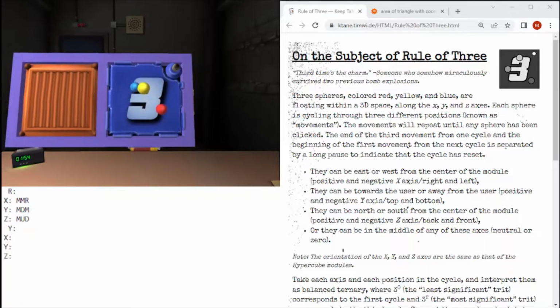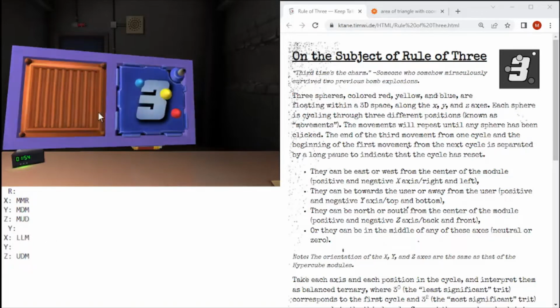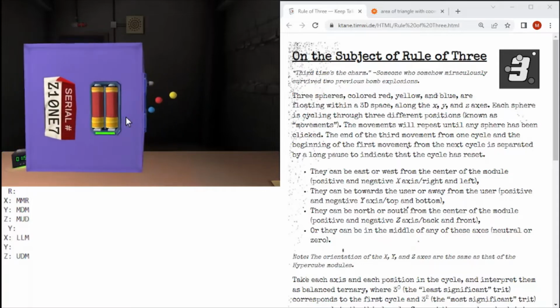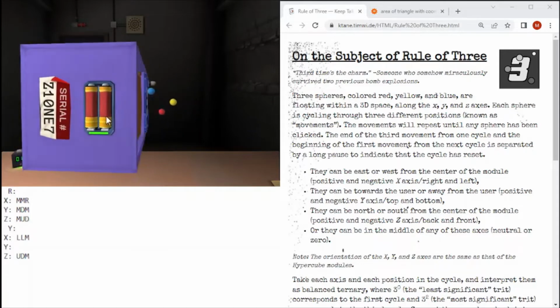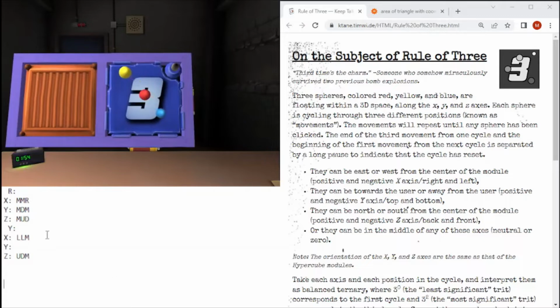So here we go. Yellow is going to go left, left, middle. And then top, down, middle. So up, down, middle. And then again, looking from the side, you see yellow is the highest sphere all the time. So that's just going to be up, up, up.